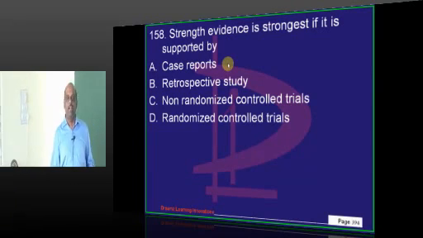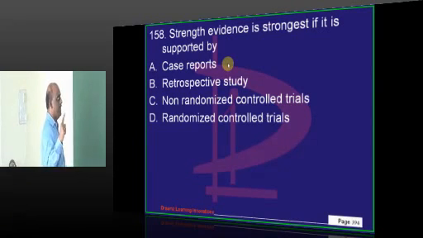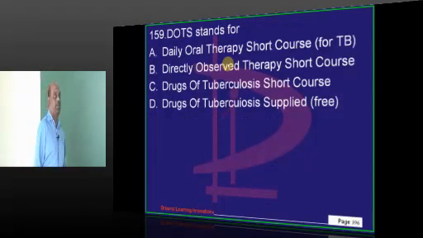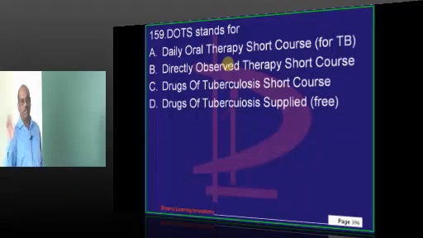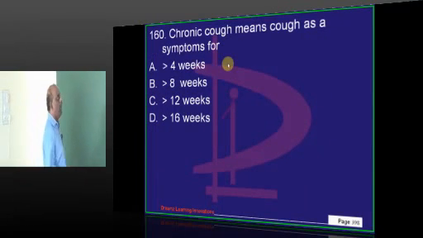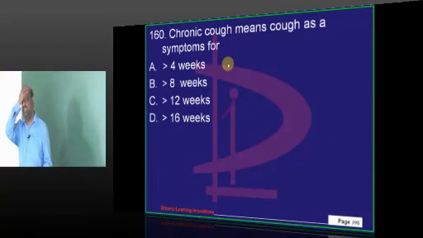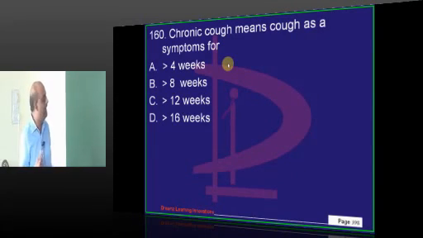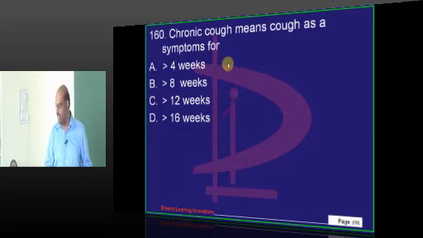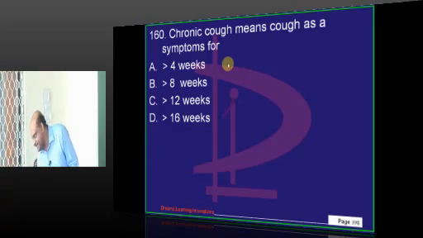Excellent. Randomized control trial. Like a sure shot, you have to shoot the answer. DOTS stands for Directly Observed Therapy, Short course. Chronic cough means, this is another lottery question here. Who will give me the correct answer? 160? Yes, 160?